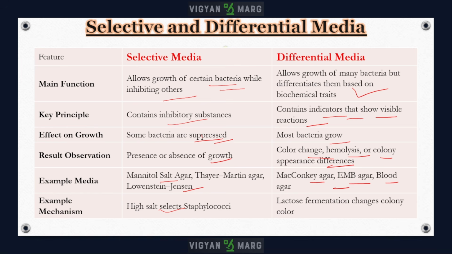In differential media, the pH indicator, blood cells, and other substances act as reporter mechanisms, while in selective media, high salt, bile salt, and specific antibiotics or dyes act as a barrier. Some media like MacConkey agar and blood agar are both differential and at least mildly selective, which you should always mention in the exam when you write.